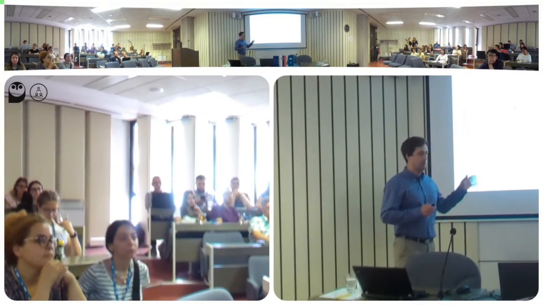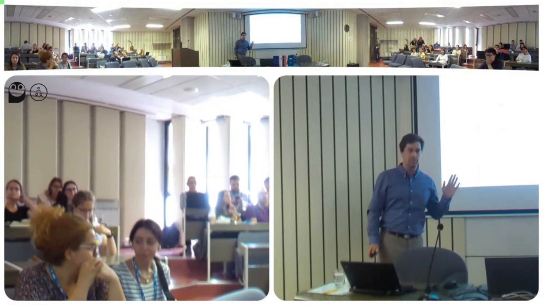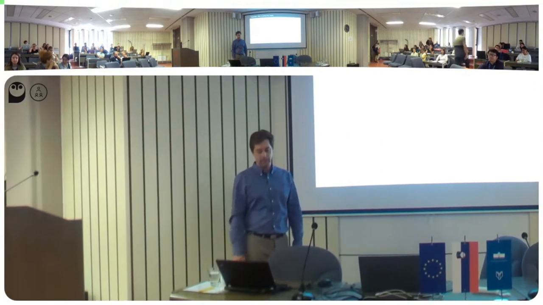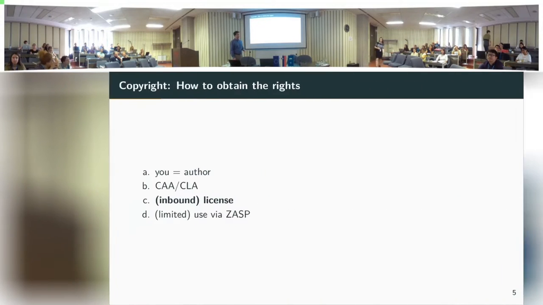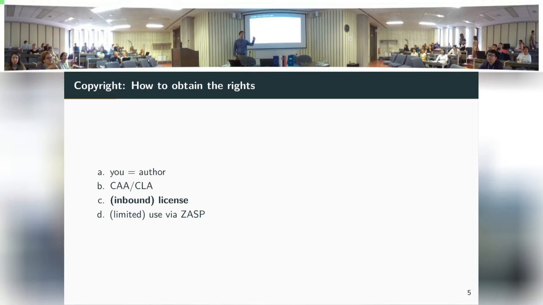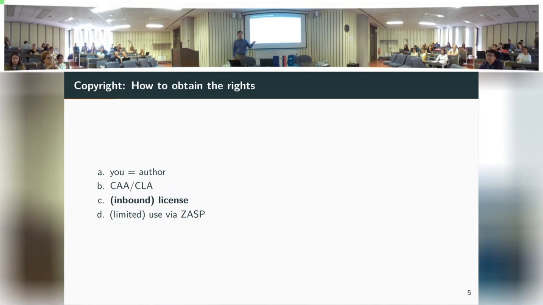So, starting with copyright, because copyright is the main, not the only, but the main thing that governs intellectual property rights when it comes to software. As Maya already explained, there are four ways you can get a right to use a piece of copyrighted work, in this case, software. The first one is obviously you're the author, so you have the copyright yourself. The second one is that you got the rights assigned to you, either through a copyright assignment agreement or through a contributor license agreement or a copyright license.